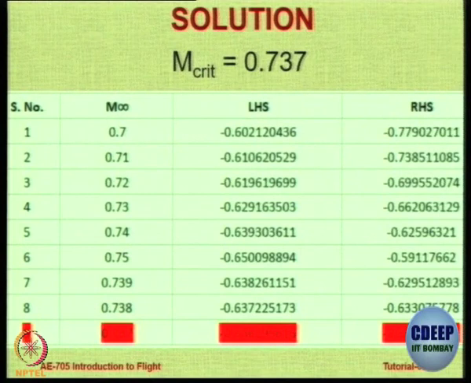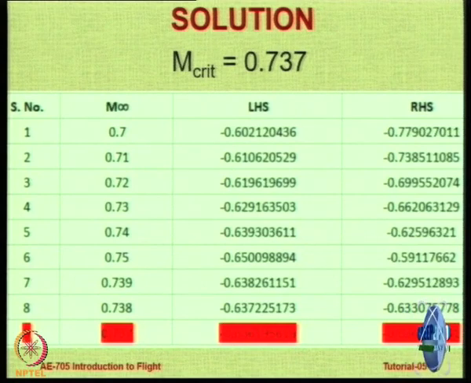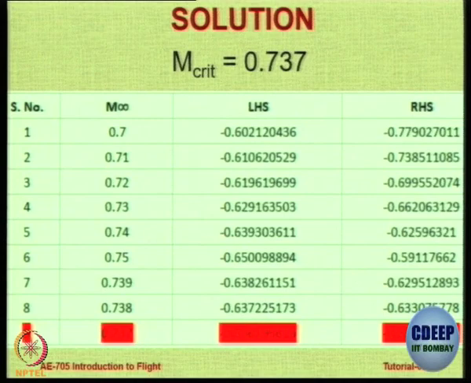In the interest of time, I ask you to leave it and do it yourself offline. You can see the solution that we got. We began with 0.7, LHS, RHS, and then we kept on increasing. At M equal to 0.737, LHS and RHS are matching to 3 decimal places. So with this, I think one question in the quiz you can already solve.